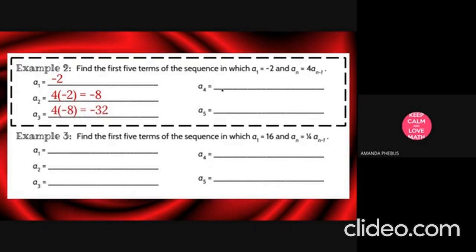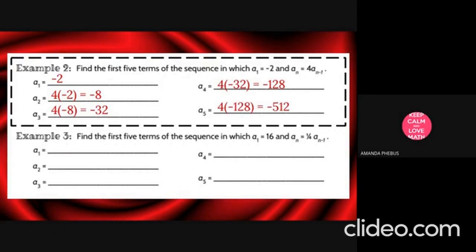To get the next number, we're going to do 4 times the number we just found. So 4 times negative 32, and we'll have negative 128. And then to get the fifth number, we'll do 4 times negative 128, and we'll get negative 512. So our sequence is negative 2, negative 8, negative 32, negative 128, negative 512.